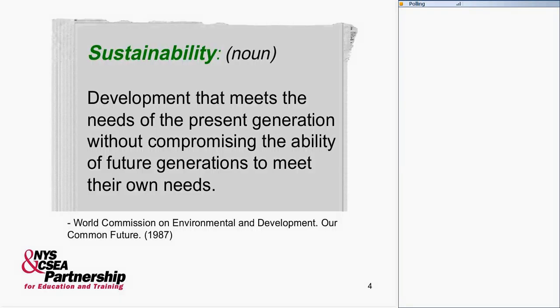Okay, let's start off with the basics. Sustainability. There's a commission on environment and development. It came from the UN at some point. Development that meets the needs of the present generation without compromising the ability of future generations to meet their own needs. That, in simple English, is how to use stuff and not run out of it.